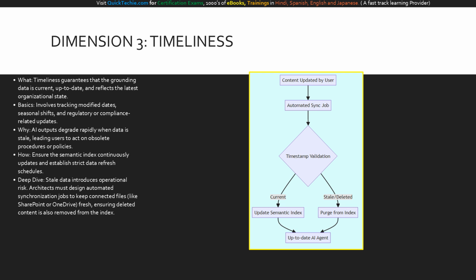This flow demonstrates that timeliness is an active, ongoing architectural requirement. You cannot simply upload data once and walk away. The system must continuously prune and refresh itself to maintain operational integrity.